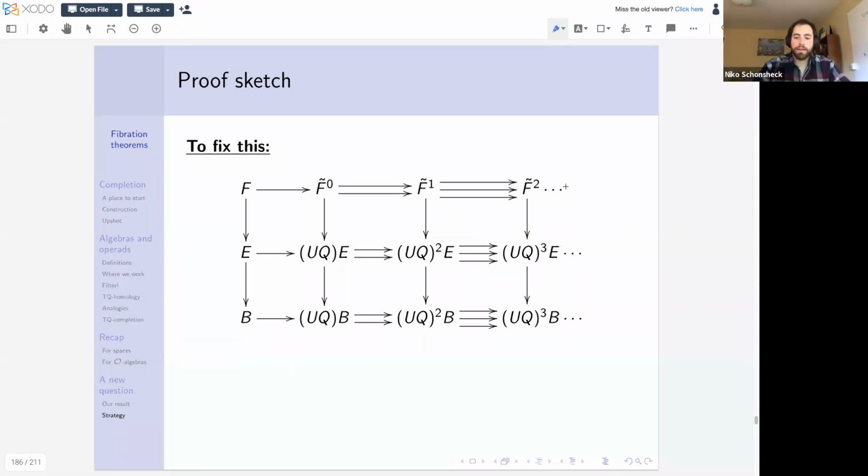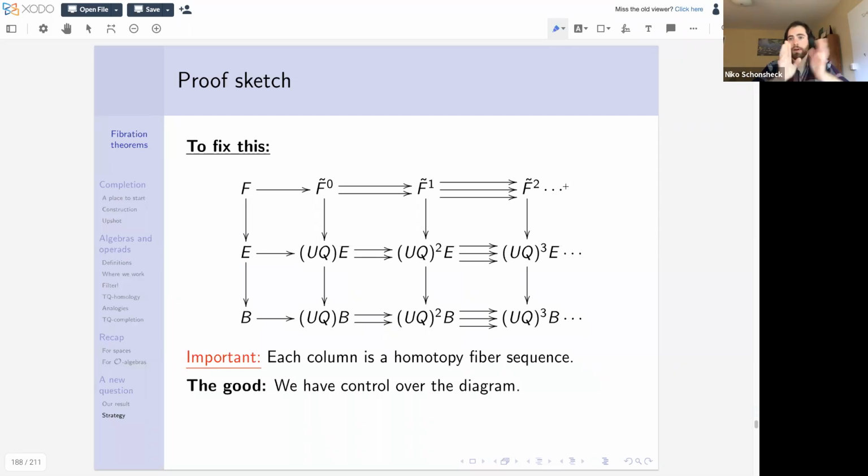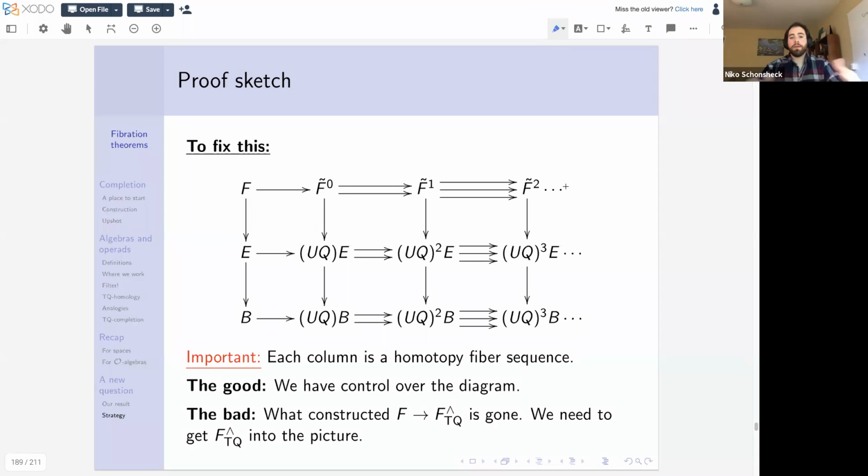So here's what we got. Good news. Oh, so important to note, every column is a homotopy fiber sequence. And the good news is that I have control over the diagram, right? I know that each column is a fibration sequence, so I know I'll have a fiber sequence after I apply holim. But of course, the problem is that the very thing that we were interested in, the map F to F TQ, that's gone, right? I kind of crossed that out. So somehow we need to get the completion of F back into the picture.